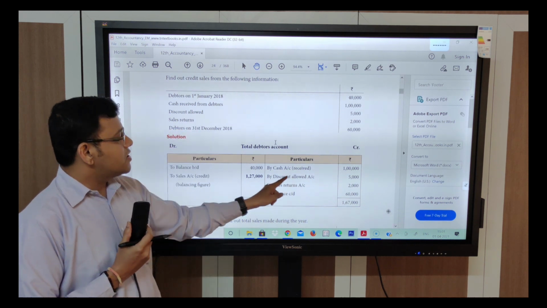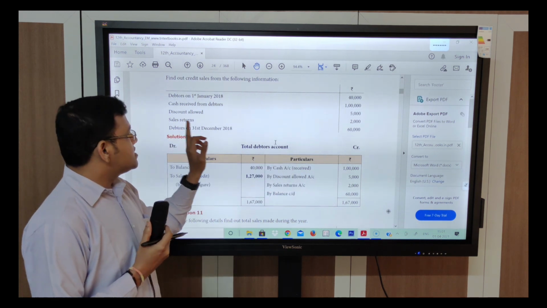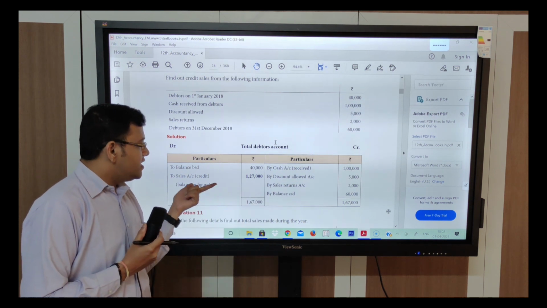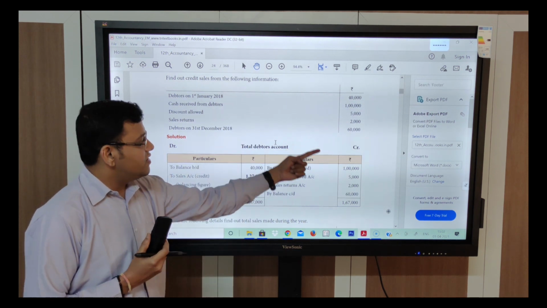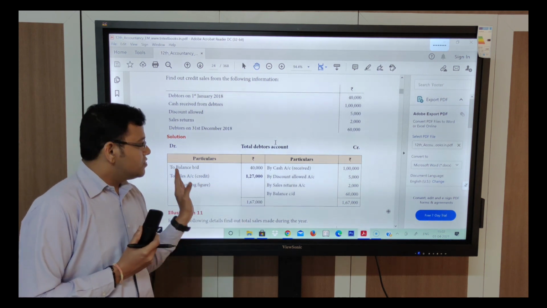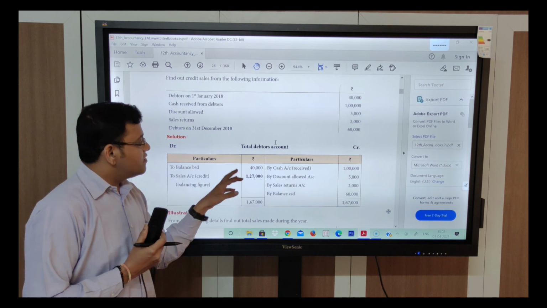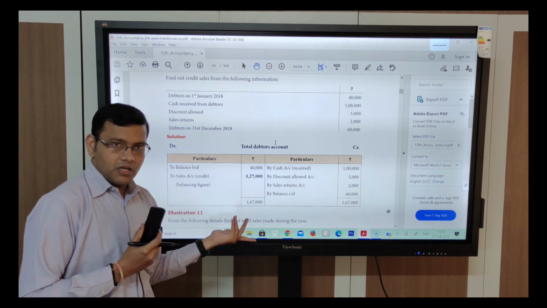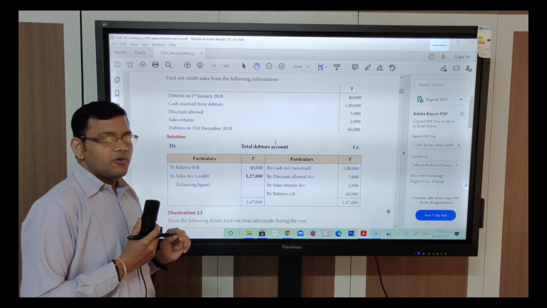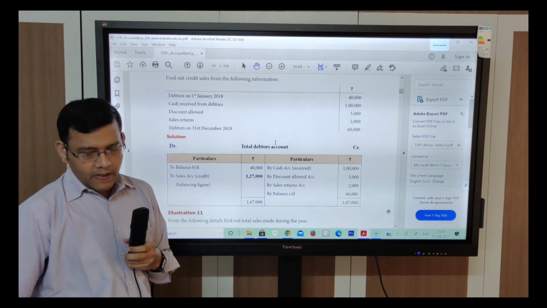Cash received from debtors by cash, right? Discount allowed 5,000. Sales return, again this will be on the credit side. So finally your closing balance is also given, 60,000. So your balancing figure will be credit sales. This format is very important because any of these figures might be missing in the question. But right now they have asked only for credit sales. So we are going to arrive at the credit sales.